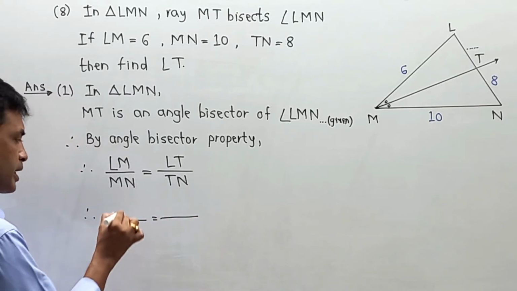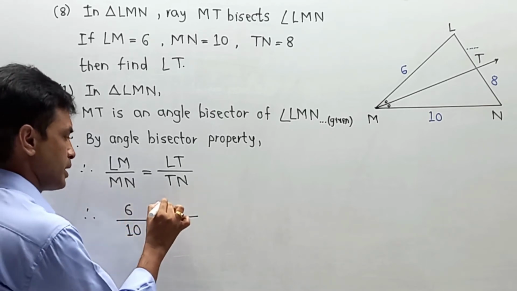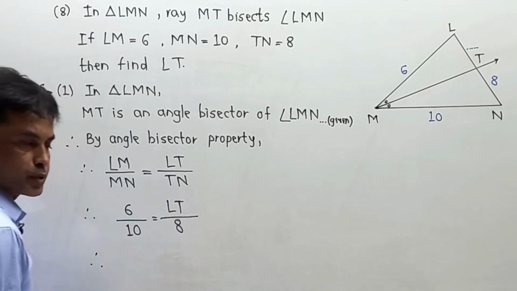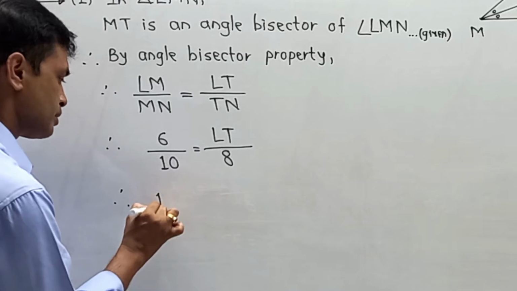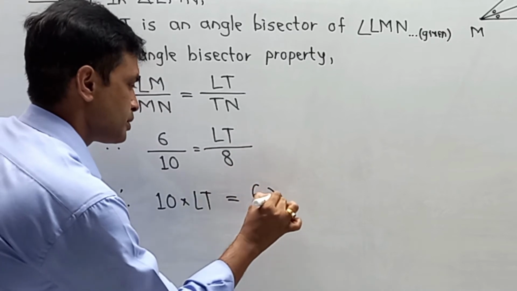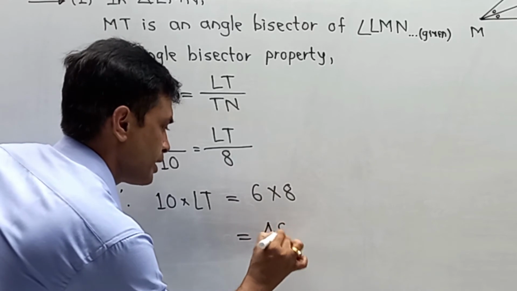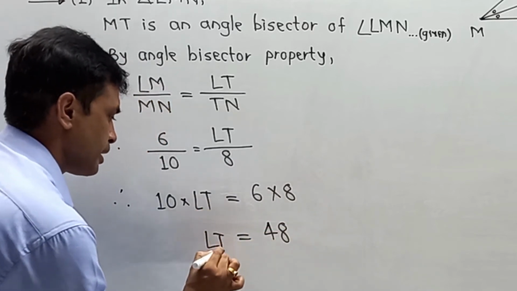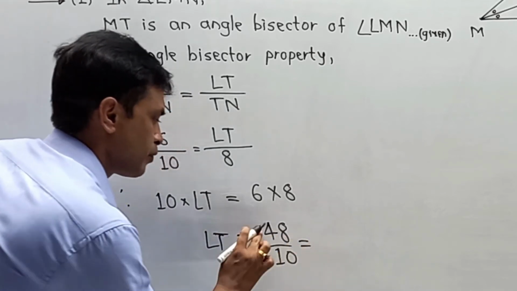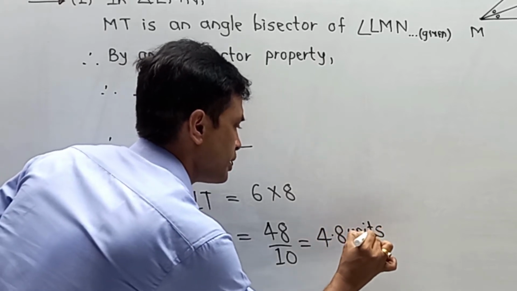Here Lm, that is the value 6, Mn, that is 10, is equal to Lt upon Tn, this is 8. Now simply this product becomes 10 into Lt. So here 10 into Lt is equal to 6 into 8. Simply this value becomes 6 into 8, 48. That Lt, and here 10 is divided by, goes over here as divided by, and 48 upon 10 means 4.8, and we don't know units, so we are writing units.